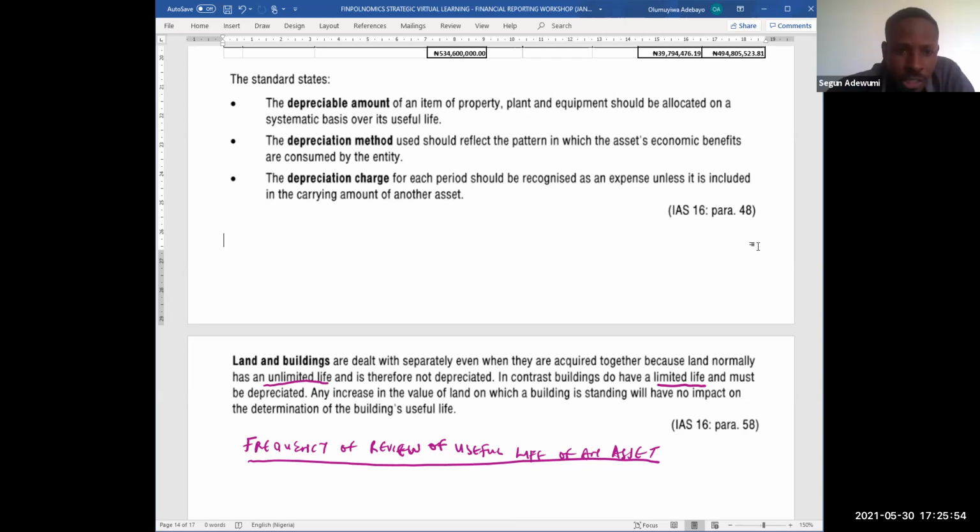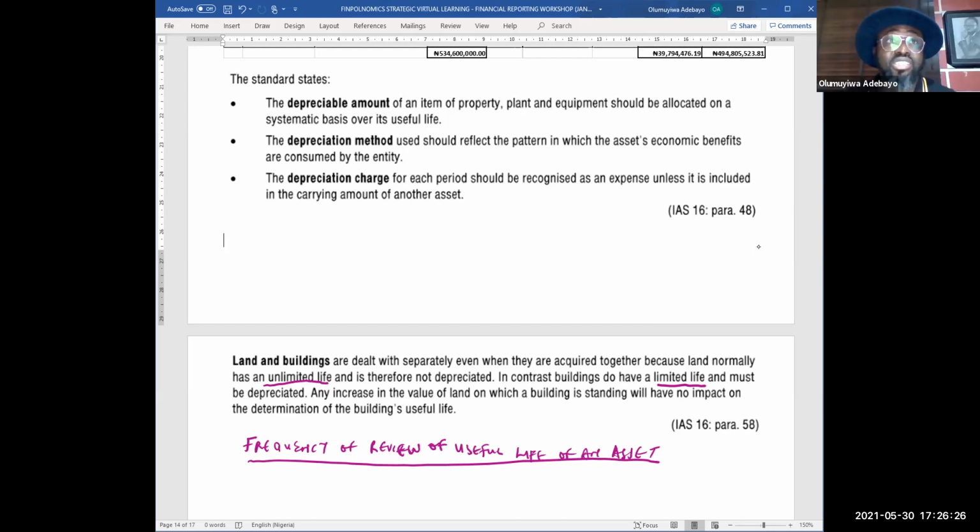Yeah, please, can you explain this further? The third point here, the depreciation charge for each period should be recognized as an expense unless it is included in the carrying amount of another asset. I was asking if you can explain further the third point, that the depreciation should be expensed unless it is included in the carrying amount of another asset.